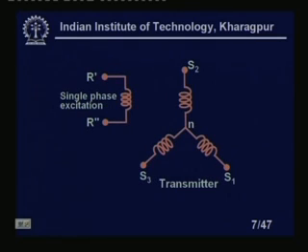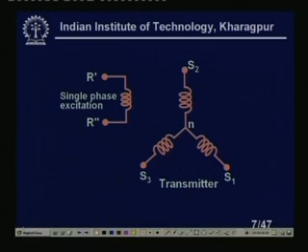This is a schematic diagram of a synchro transmitter. Because it is a big diagram, we cannot accommodate it in a single slide, so it is spread over 2 slides. You see, this is a single phase excitation we are giving here. This is the rotor, and this single phase excitation goes to the rotor through slip rings.